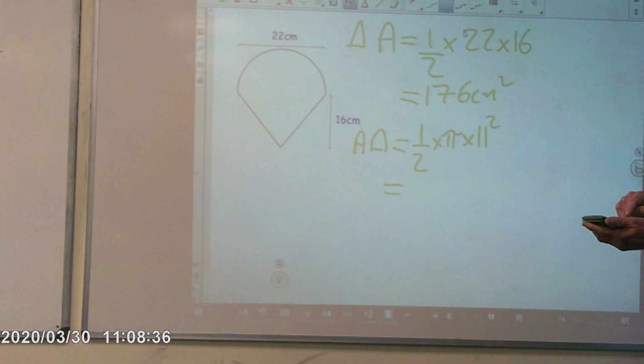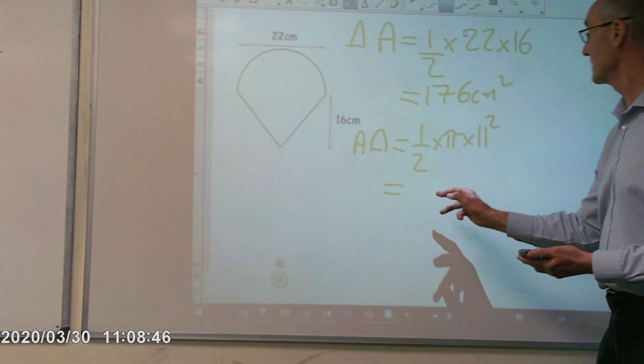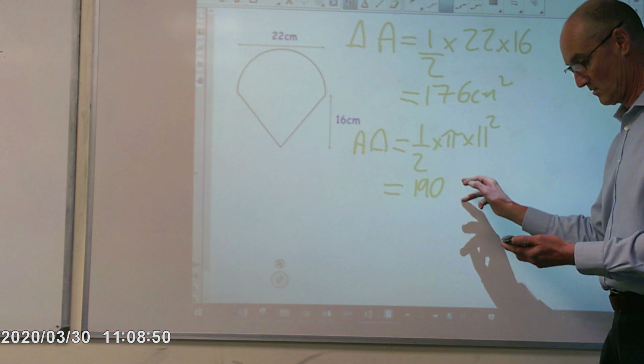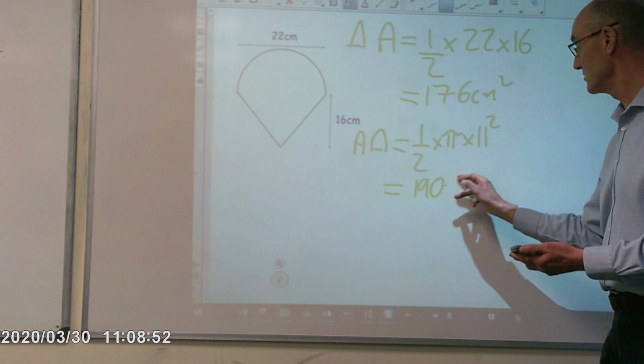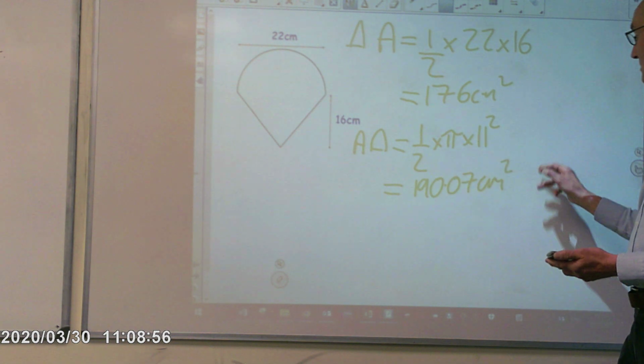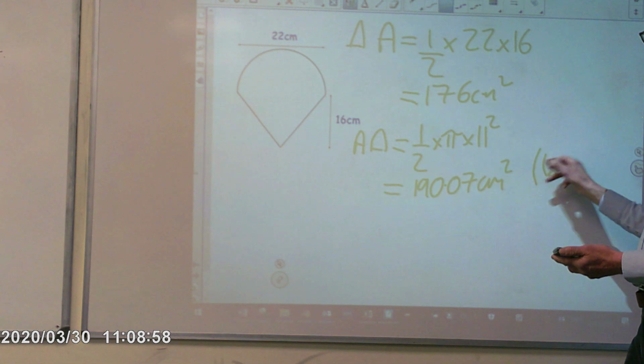So we can put those figures into our calculator. 121 times the value of pi, and then divide that by 2. That gives us 190.07 centimetres squared. That's to 2 decimal places.